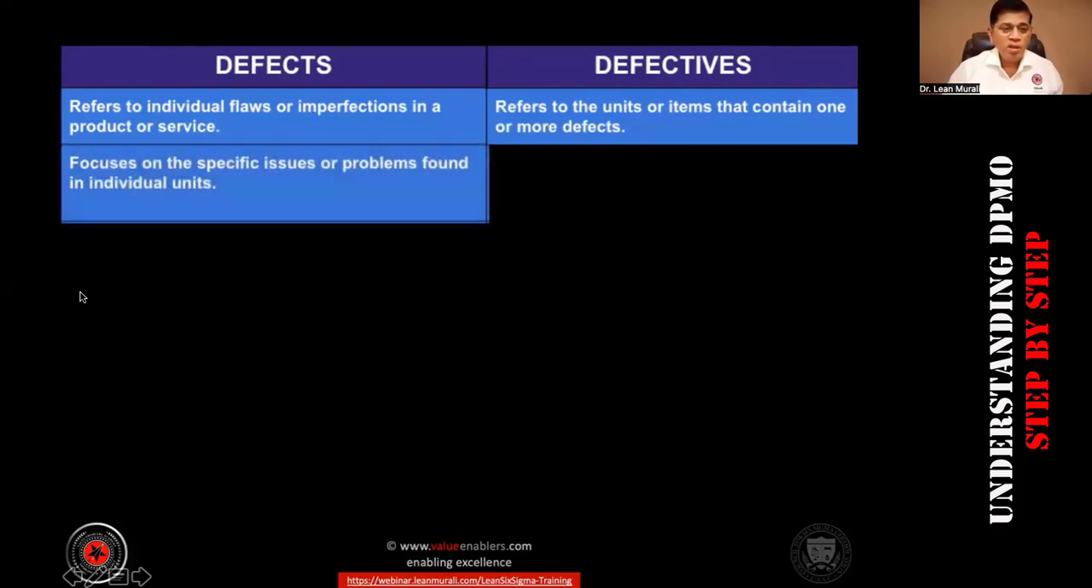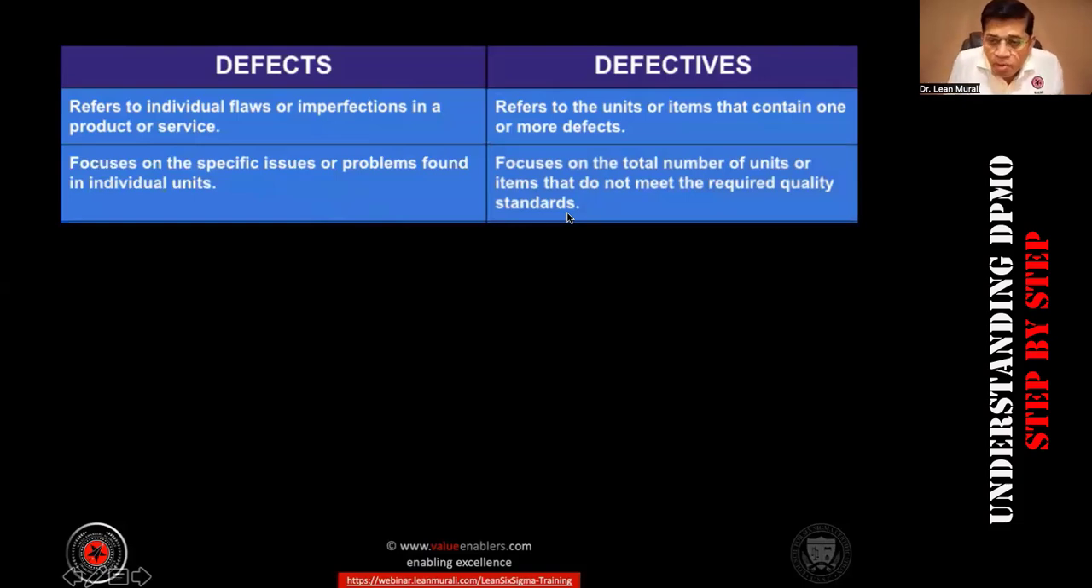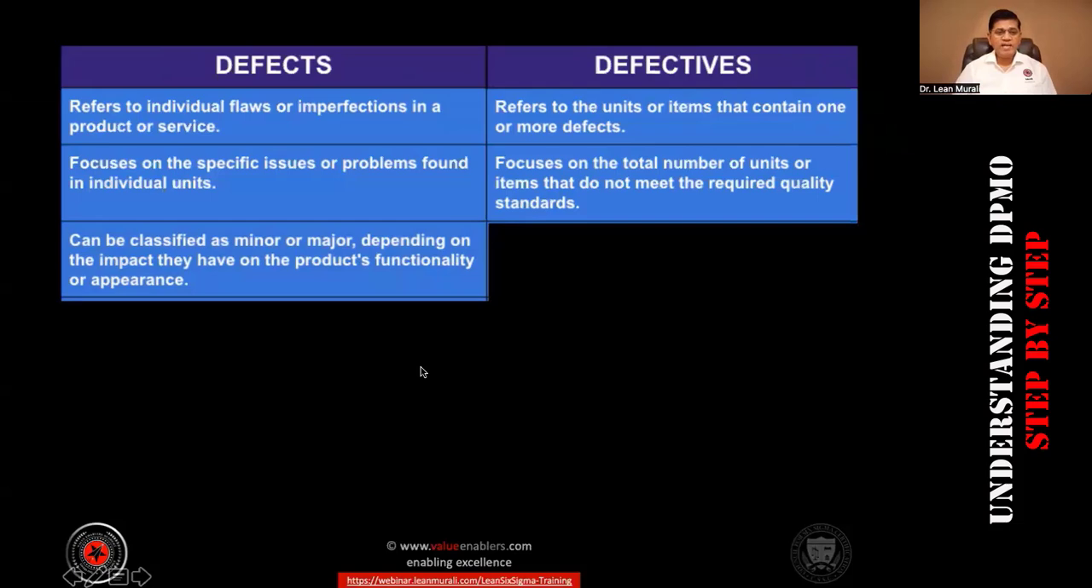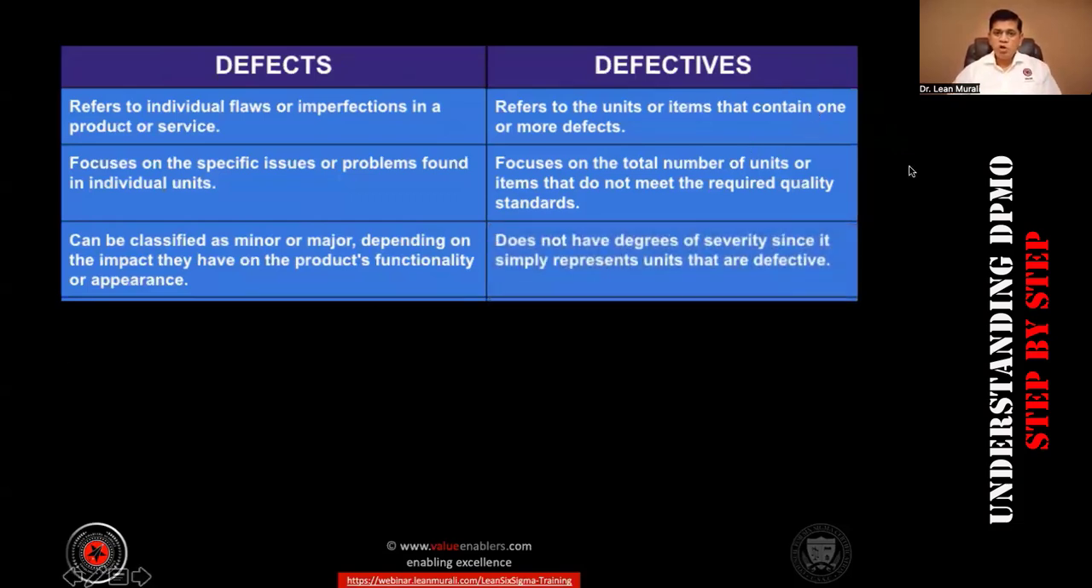The second one. Defects focus on specific issues or problems found in individual units, whereas defective focuses on the total number of units that do not meet the quality standard. If this is also clear on a scale of 1 to 10, please give me a 9 or 10. Defects can be classified as minor defect or major defect, depending upon the impact they have on product functionality or appearance, whereas defective does not have degrees of severity since it simply represents that the unit is defective.